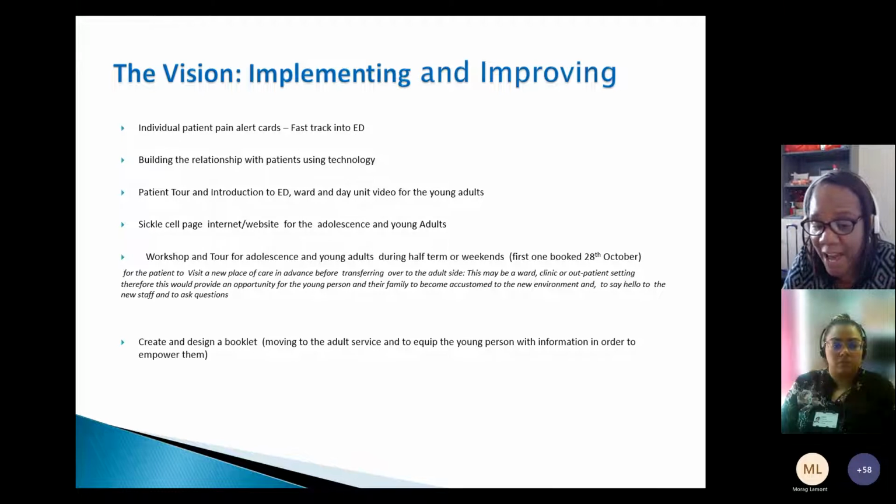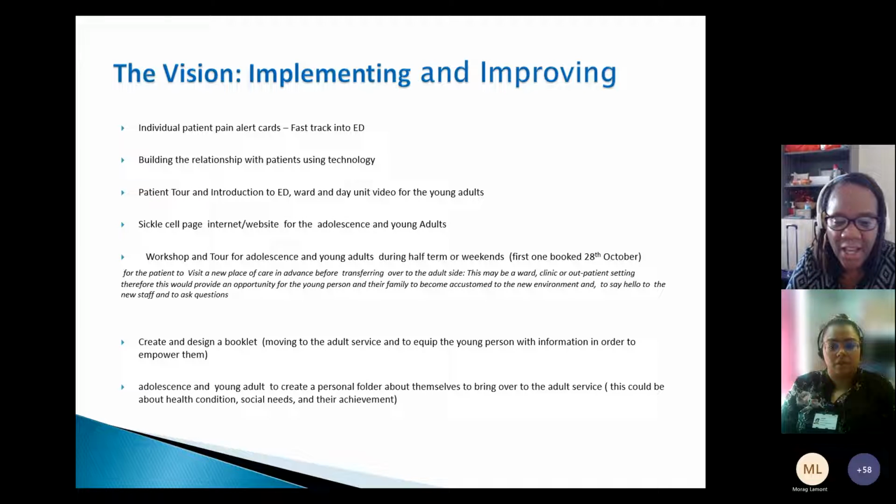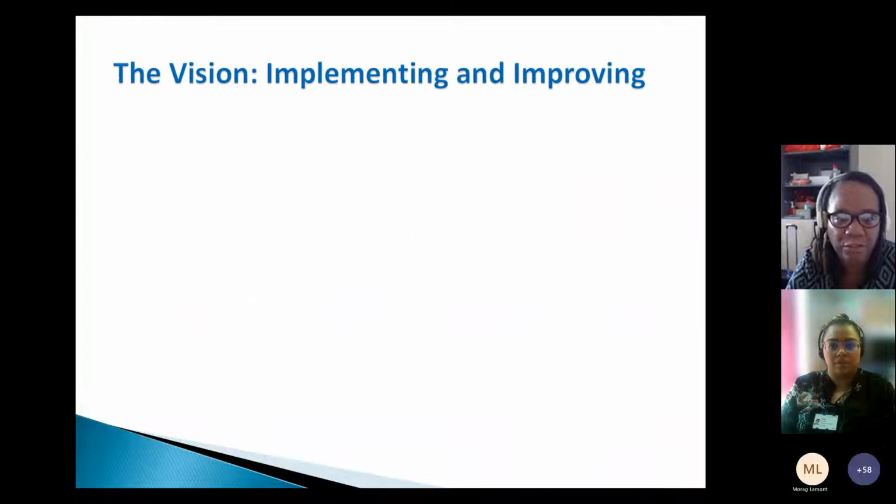Again, I think it might be out there, I don't know, but I think it would be good to create and design a booklet. It's just about equipping a young person with information. It's about empowering them to be independent. I thought a good idea was maybe having them create a folder, something they feel proud of, about what their health condition is, their social needs, anything they've achieved at school, at college, etc. Something that they can bring that they actually feel proud of.